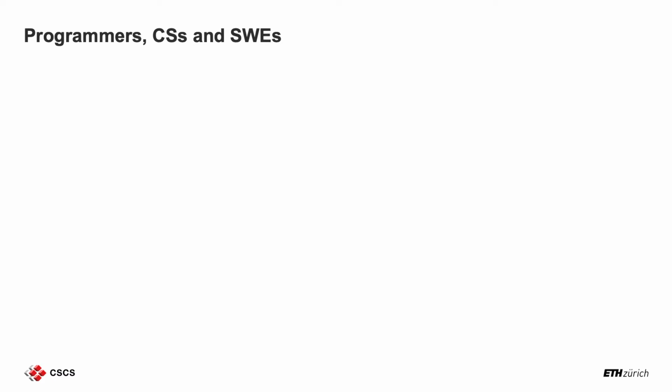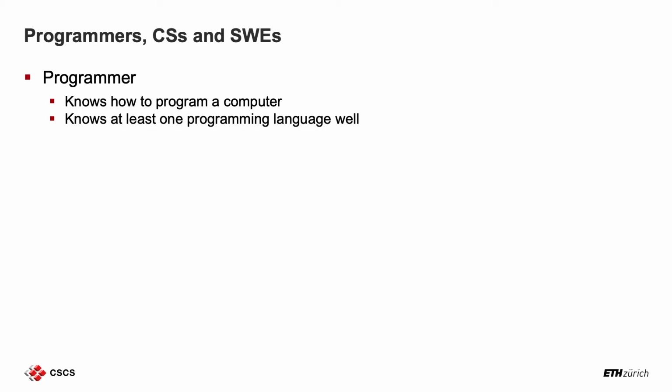So this is my personal opinion here about what kind of people write code. There are programmers. Programmers are people that usually know how to program a computer and know at least one programming language quite well, right? So they can write code. They can do applications. They can write something.